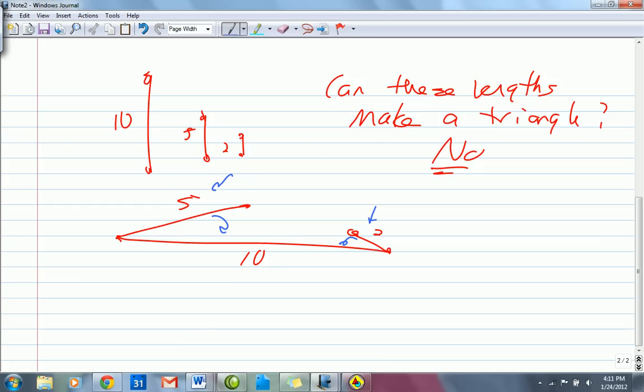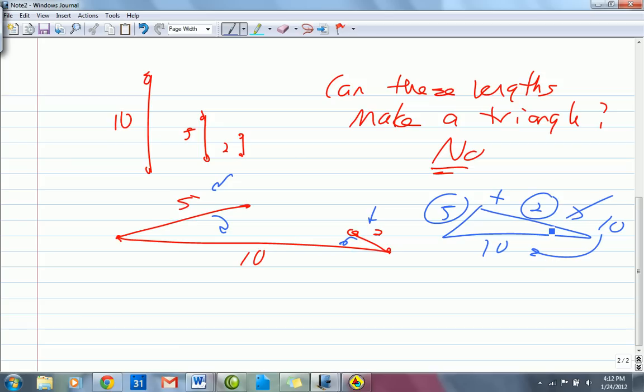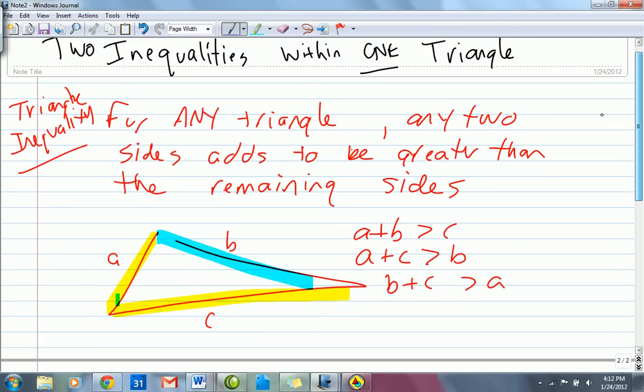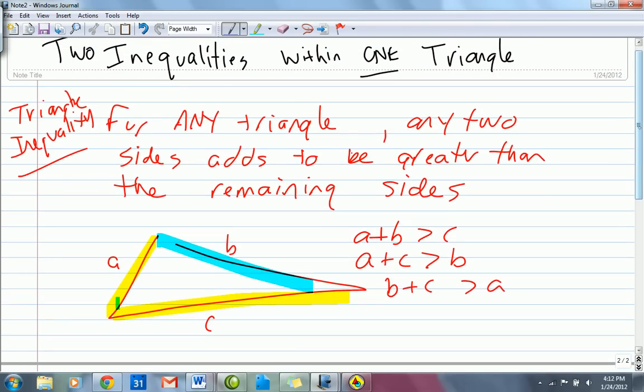Okay, if it did make a triangle, assume it did, then 5 plus 2 has to be greater than 10. Right? And of course that's not correct. 5 plus 2 is 7, which is not greater than 10. So no, those lengths cannot make up a triangle. So that's called the triangle inequality. Any two sides has to be larger than the third side of any triangle.